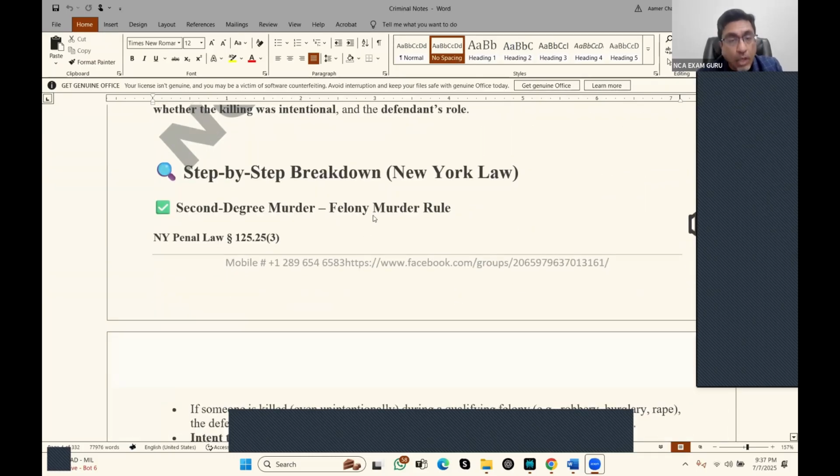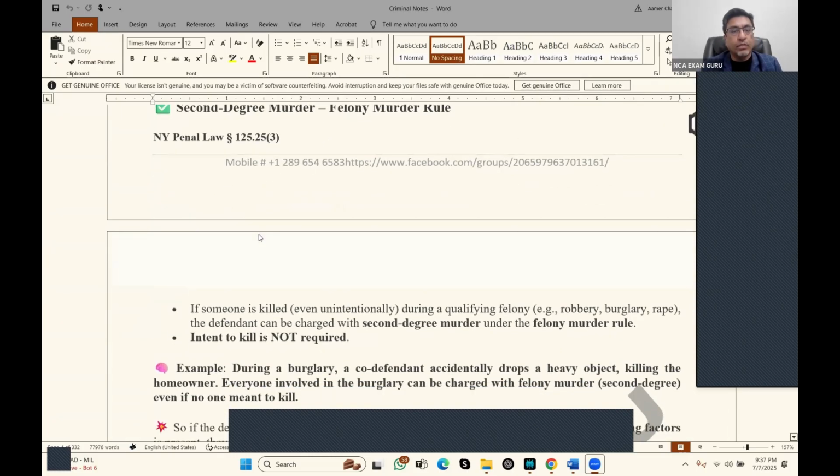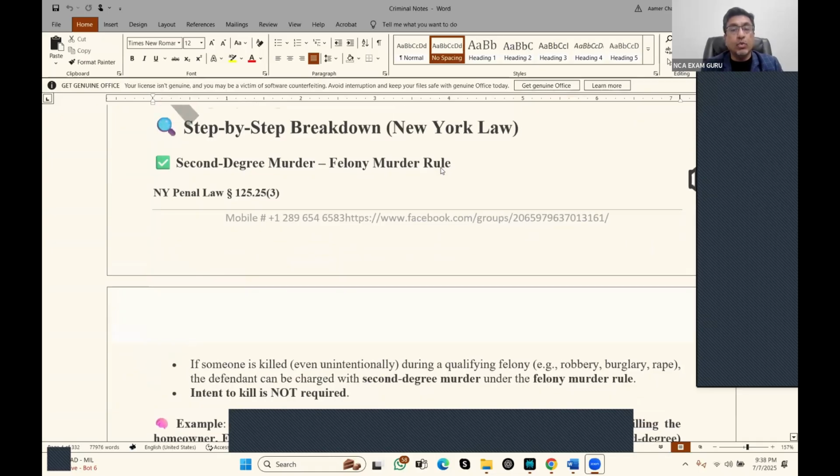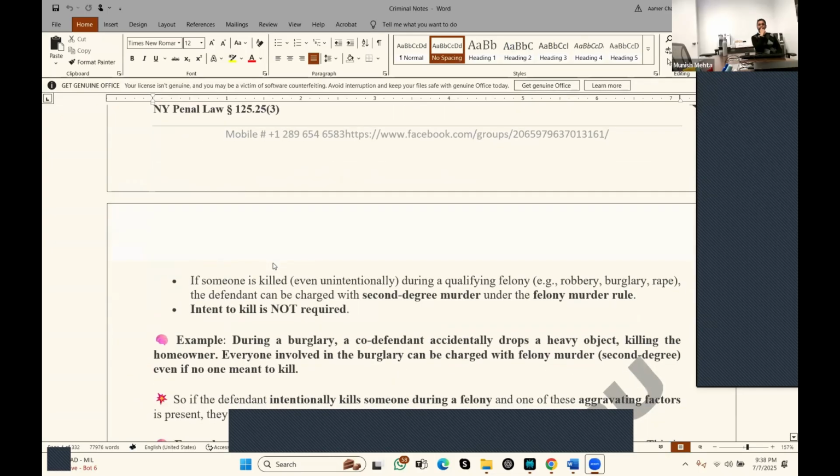Okay. Now second degree murder, felony rule. Second degree means they are talking about New York. If someone is killed, even unintentionally, during a qualifying felony, for example, robbery, burglary, rape, the defendant can be charged with second degree murder under the felony murder rule. Intent to kill is not required.